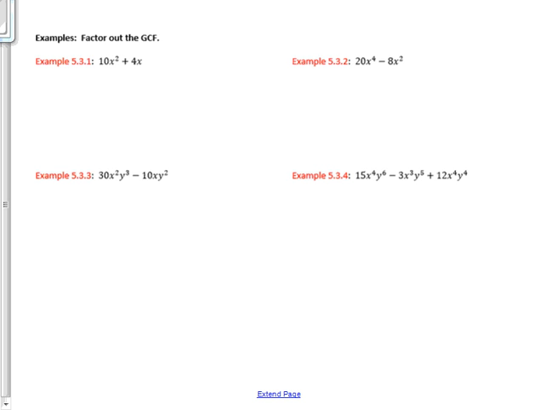And the first kind of factoring we're going to look at is factoring out the greatest common factor. I said you had to look for the largest number and the smallest variable. This is kind of like backwards distributing. Alright, so let's look at this.